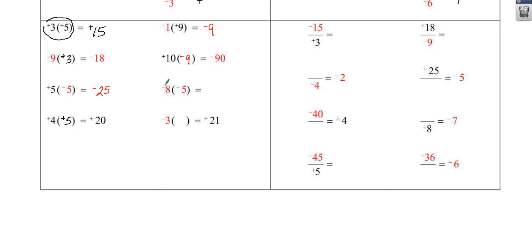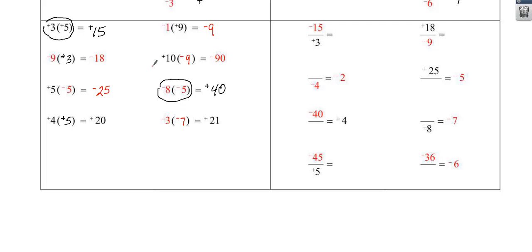Here's a situation where both have the same signs right there. So we know same signs means positive answer. 8 times 5 is 40. And finally, negative 3 times something to get positive 21. The only way to get the positive is to have same signs. 3 times 7 makes 21, so negative 3 times negative 7 makes positive 21.